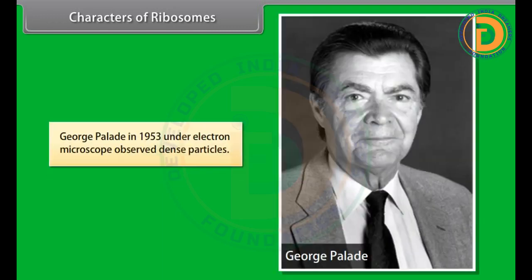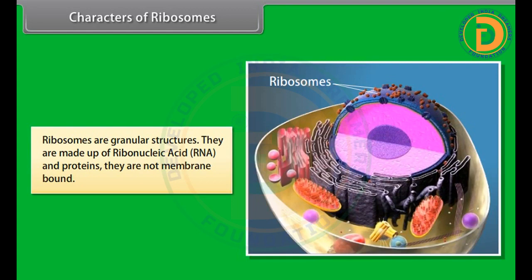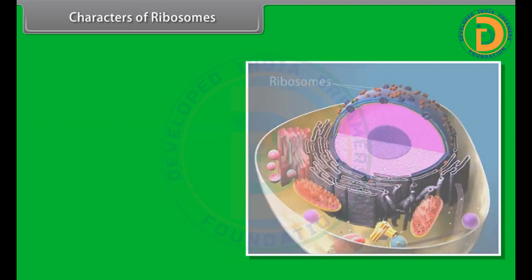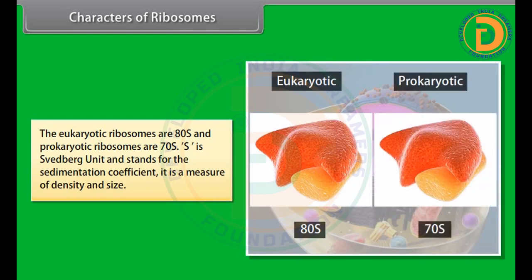Characters of ribosomes. George Palade in 1953 under electron microscope observed dense particles. Ribosomes are granular structure. Ribosomes are made of ribonucleic acid RNA and proteins. They are not membrane bound. The eukaryotic ribosomes are 80S and prokaryotic ribosomes are 70S.